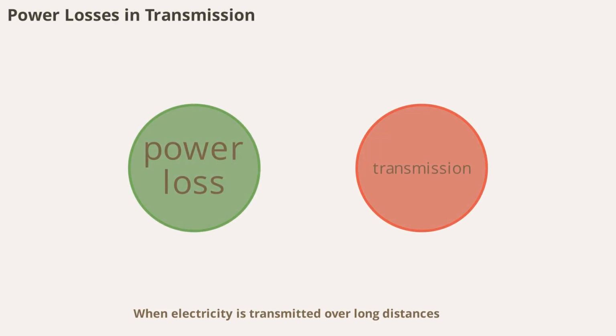When electricity is transmitted over long distances, some power is lost as heat due to the resistance of the wires. These losses are proportional to the square of the current. By transmitting electricity at high voltages and low currents, AC systems minimize these losses, making power transmission more efficient. Understanding power losses helps engineers design transmission lines that deliver electricity reliably and economically.